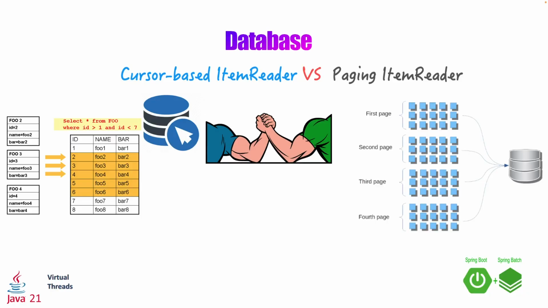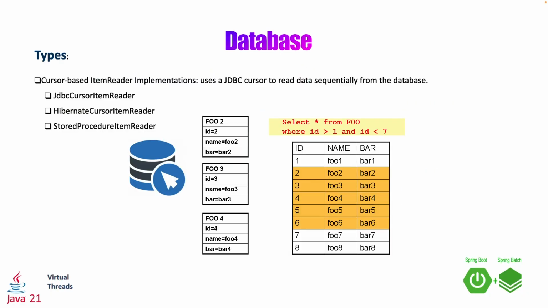Let's go. Now let's start with the cursor-based item reader implementation, which just uses a JDBC cursor to read data sequentially from the database. Before that, let's understand something here. Let's suppose that we have our table. The name of the table is Foo. We have 3 columns: ID, name, and bar. We have our select statement, which is going to select all the columns from our table Foo.